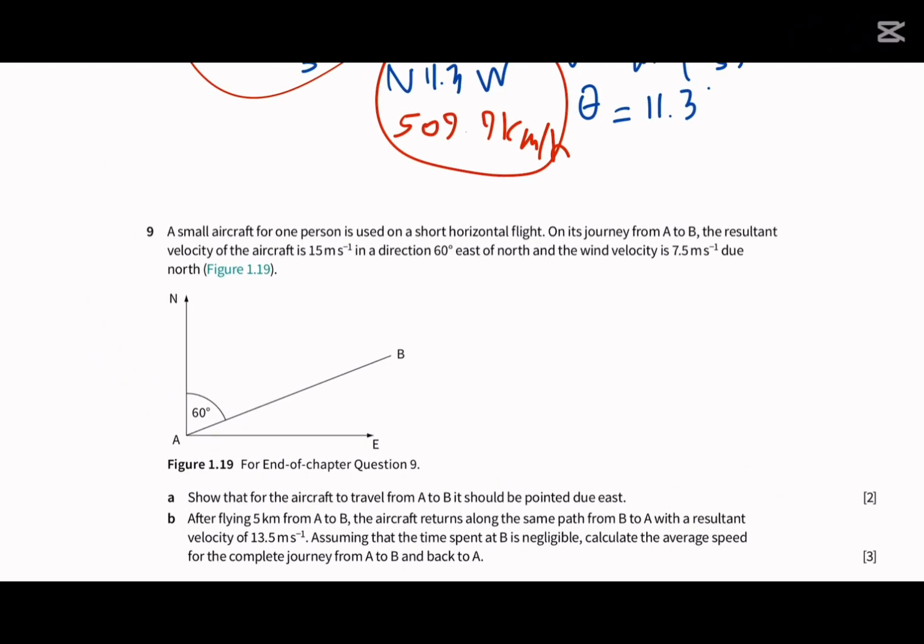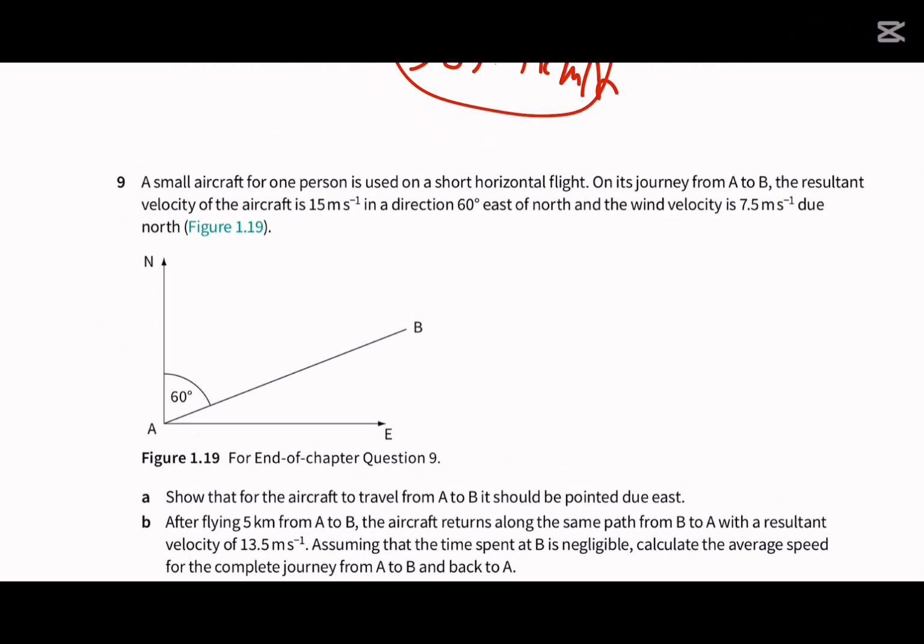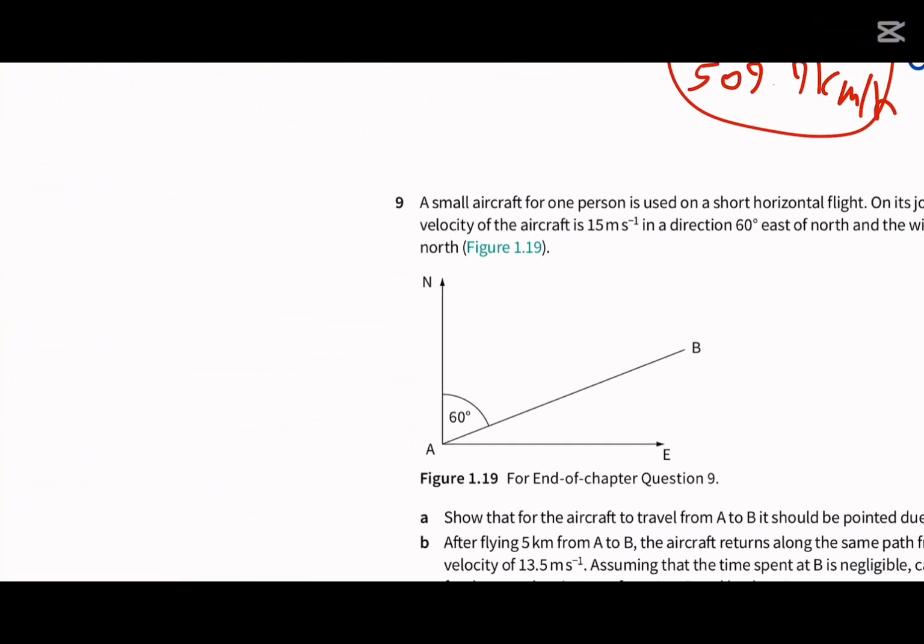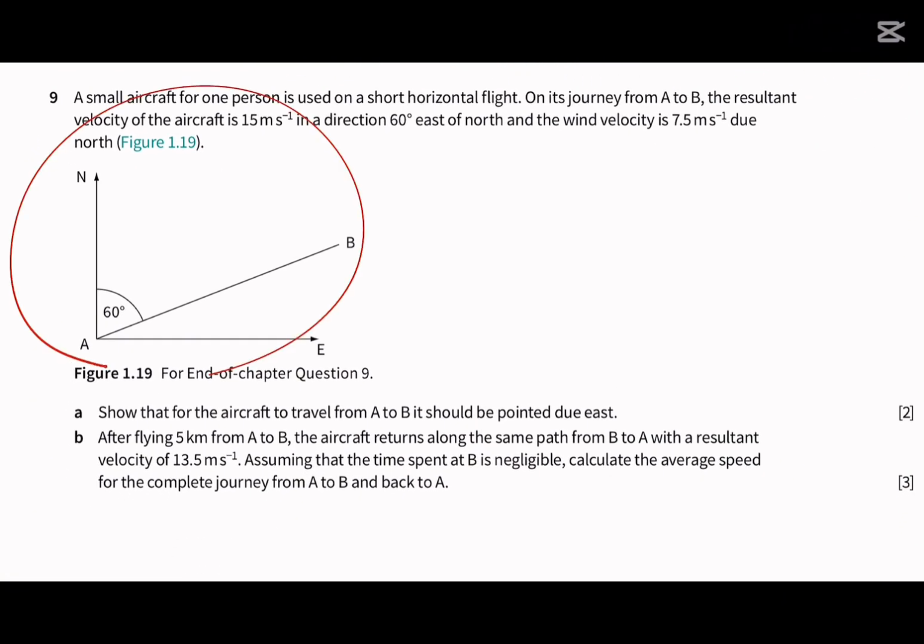Okay guys, this is the next question, number 9. A small aircraft for one person is used on a short horizontal flight. On its journey from A to B, the resultant velocity of the aircraft is 15 meters per second in a direction of 60 degrees east of north, and the wind velocity is 7.5 meters per second due north. Like this, right? Okay, wait, sorry. Like this. Number A: show that the aircraft that travels from A to B should be pointed to the east.